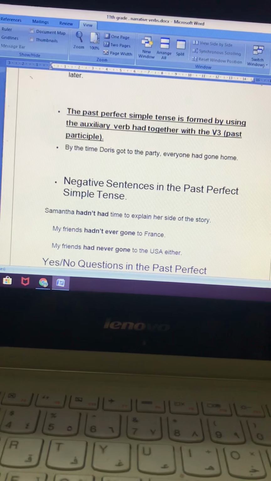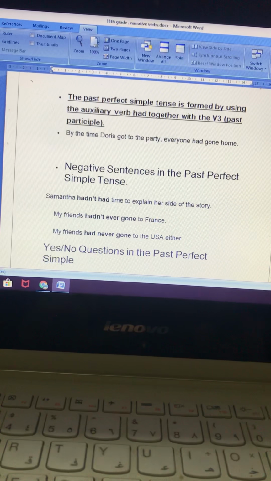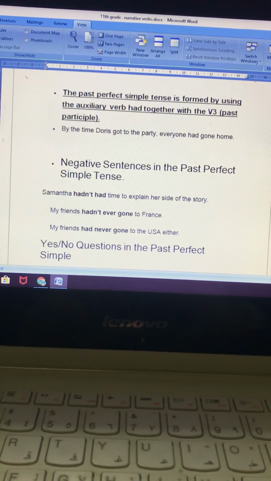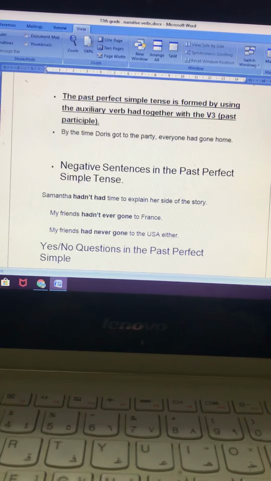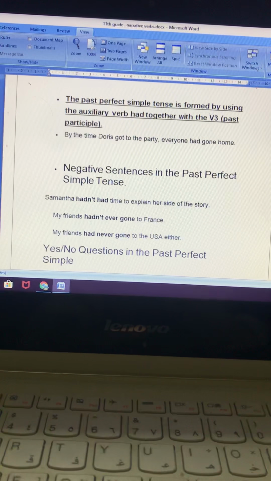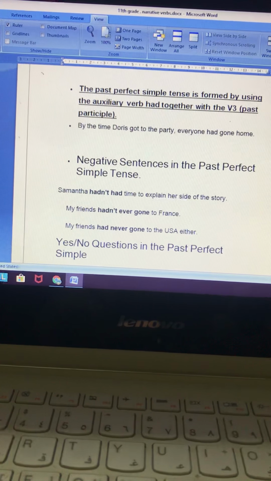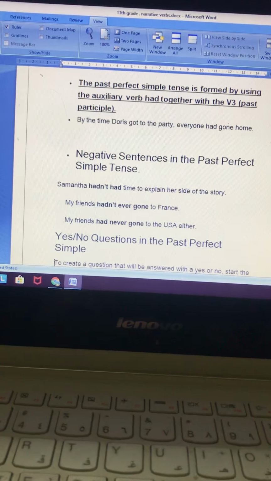How to make negative sentences in the past perfect simple tense. We only need to add not with the auxiliary had. For example, Samantha had not had time to explain her side of the story. My friends had not ever gone to France. My friend had never gone to the US either. Here, as you can see, we only add not or never to express negation.